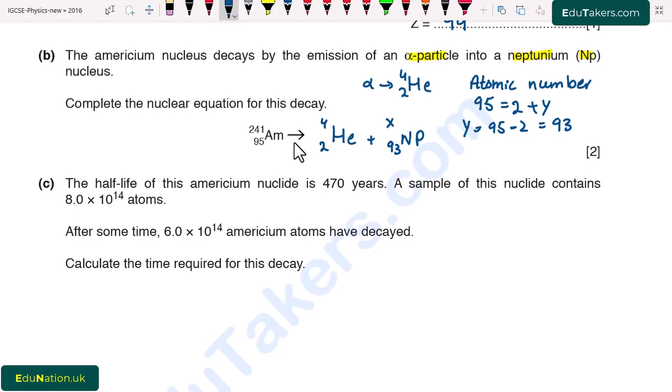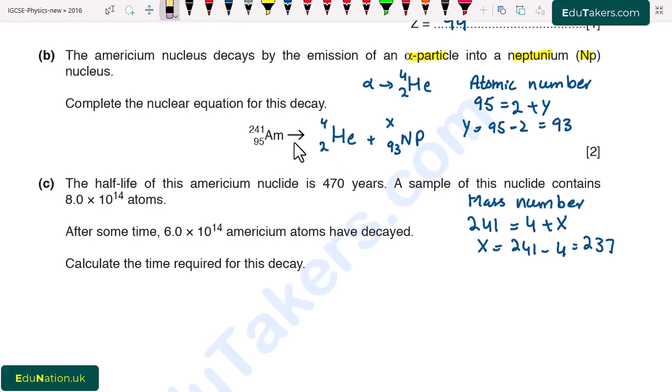Next we have to find out the mass number. So here will be mass number. It will be equal to 241. It is equal to 4 plus X. So here we have to find out the value of X. It will be 241 minus 4, which is equal to 237. So I write here X is equal to 237. So we have completed the nuclear equation for the decay of americium with the emission of alpha particle.